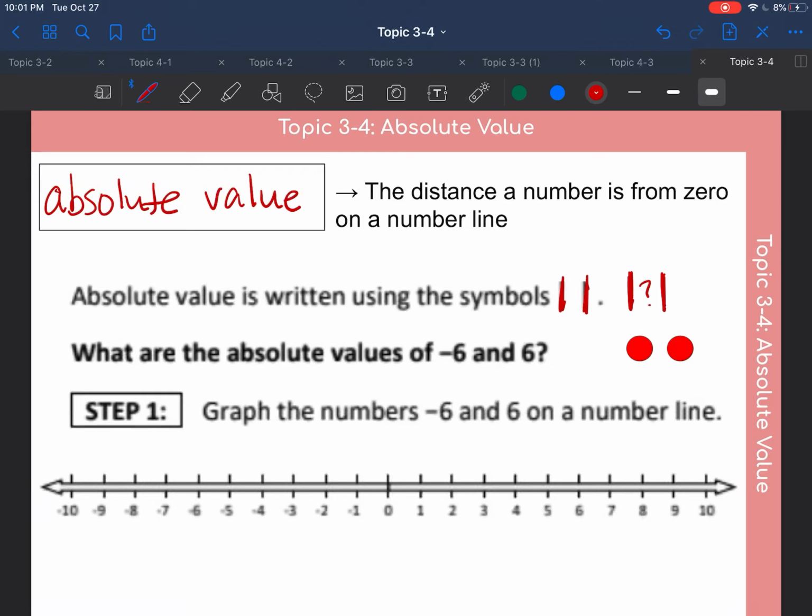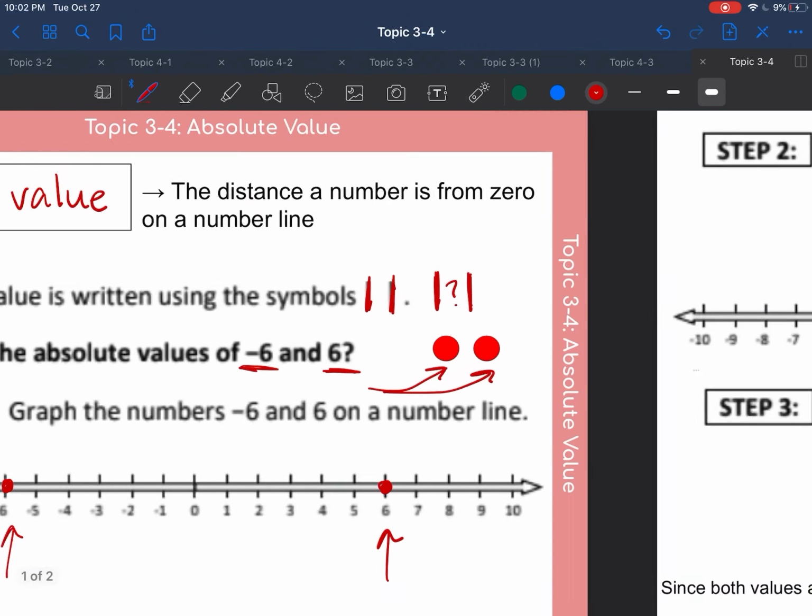So we're going to determine what the absolute values are of -6 and 6. So step 1, graph the numbers -6 and 6 on a number line. So you see these two red dots, okay? Drag those two red dots to where you see -6 on the number line, and then drag the other to where you see 6 on the number line. So I graphed it at -6, and I graphed it at 6. So that's what your dots should look like on that number line. I see -6 right here, and I see 6. All right, that's step 1. We're just determining where those numbers are on the number line.